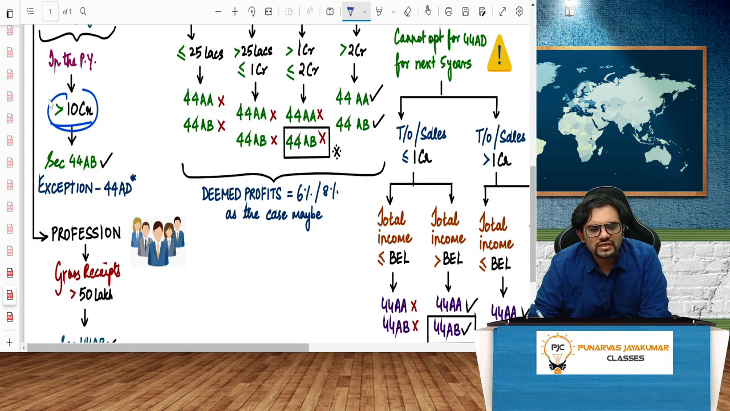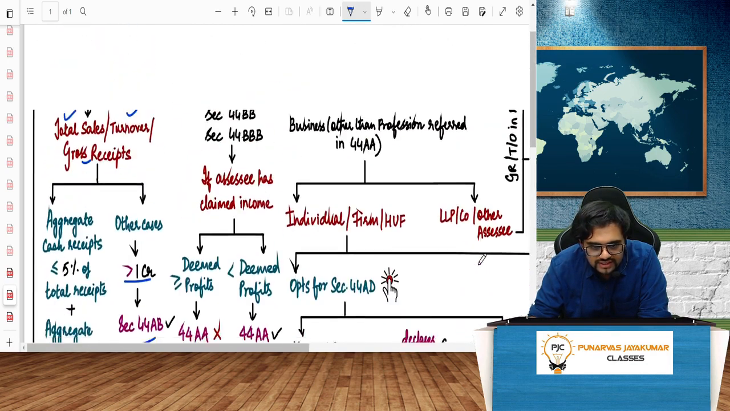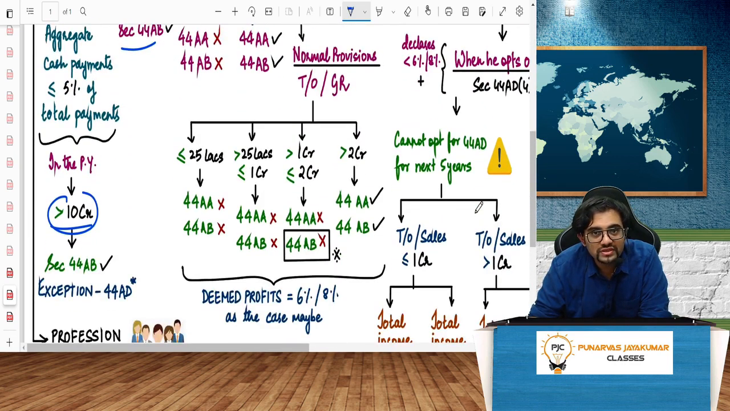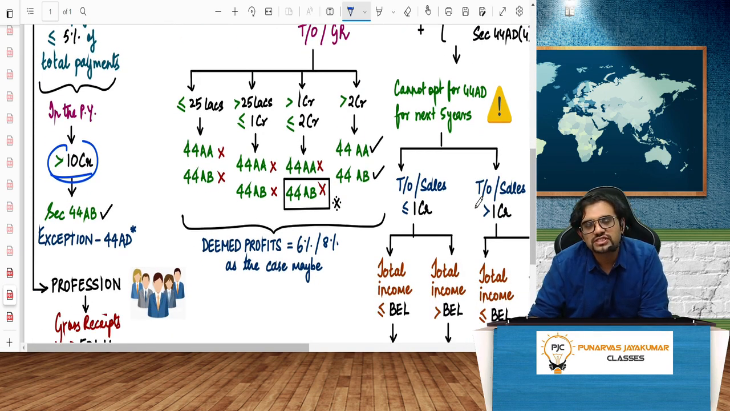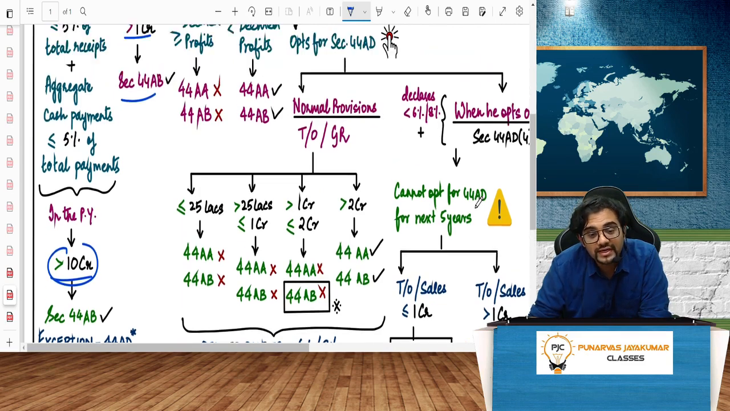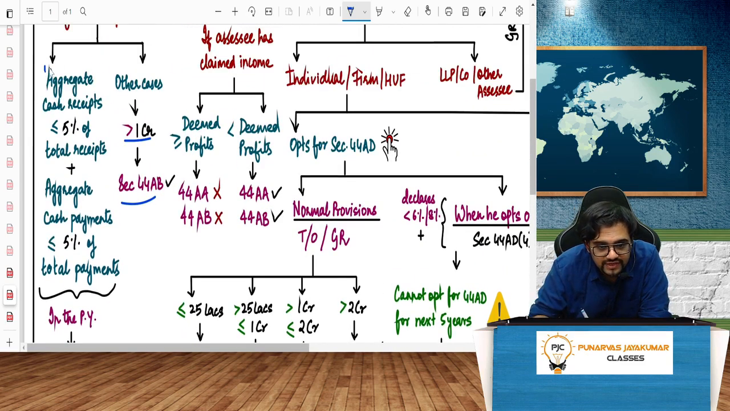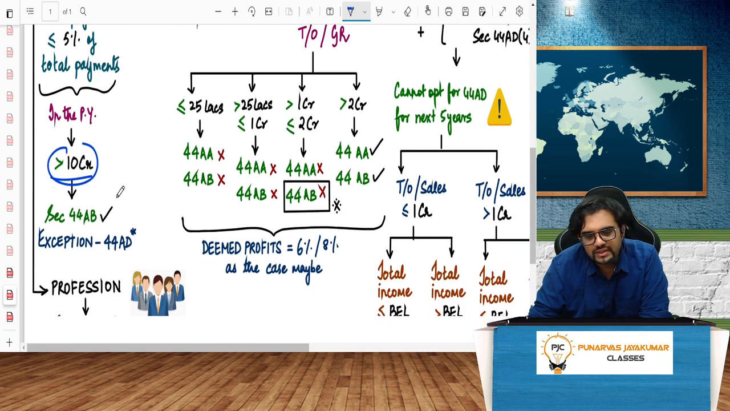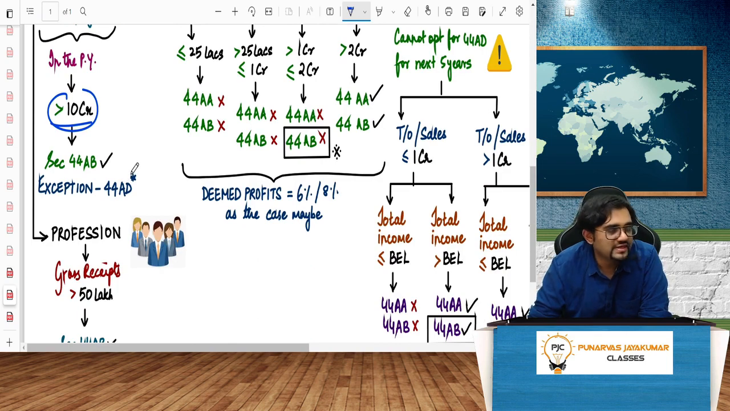Which means, if your gross receipts, total sales and turnover in the previous year is more than 10 crore, only then section 44AB will come, provided these two conditions are satisfied. Cool, very simple. 44AB. The exception is 44AD, we'll see that later. That is what this chart is all about.